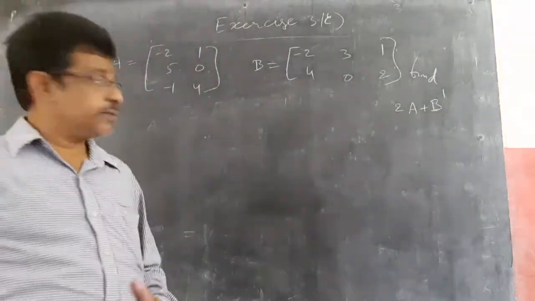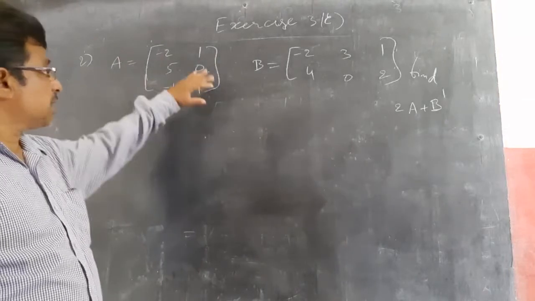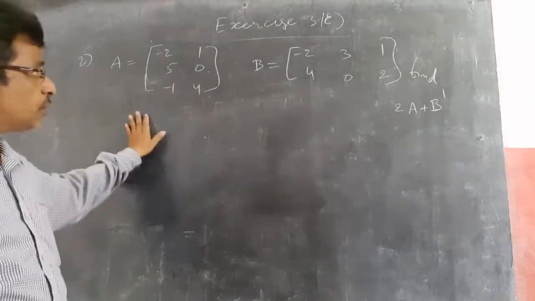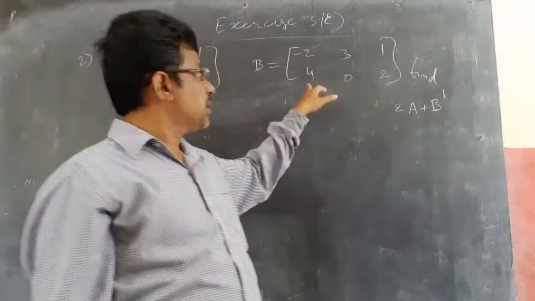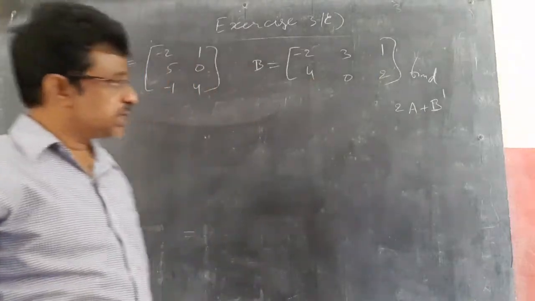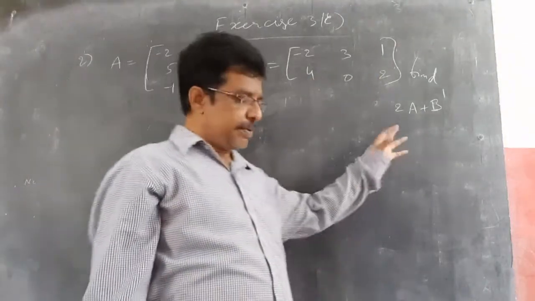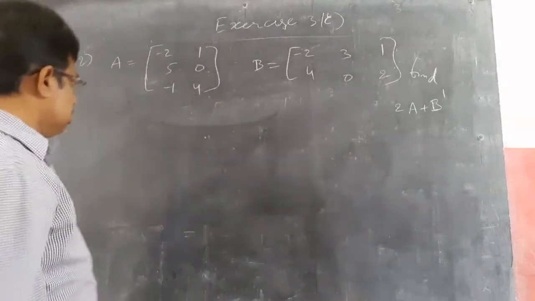One more example of the same type. He is giving A equal to [-2 1 5; 0 -1 4], B equal to [-2 3; -2 3; 1 4; 0 2]. Find 2A plus B transpose. He is asking 2A plus B transpose. Previously it was multiplication, now it is addition, that's it.